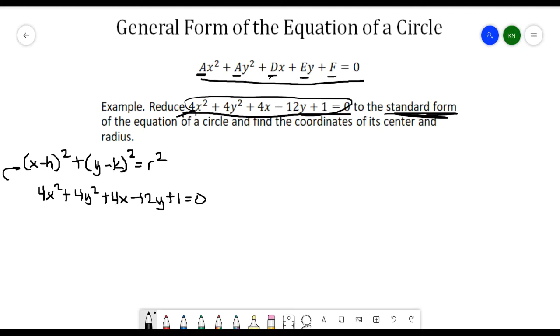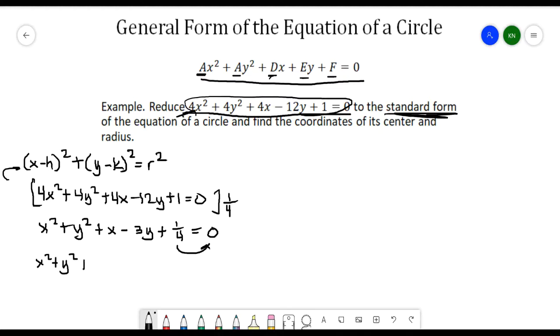So afterwards, as you can see, the constant numbers are divisible by 4. So let's just divide all of this by 4, or we can multiply both sides by 1/4. That gives us x squared plus y squared plus x minus 3y plus 1/4 equals 0. Now let's move the constant to the other side of our equation. So we have x squared plus y squared plus x minus 3y equals negative 1/4.